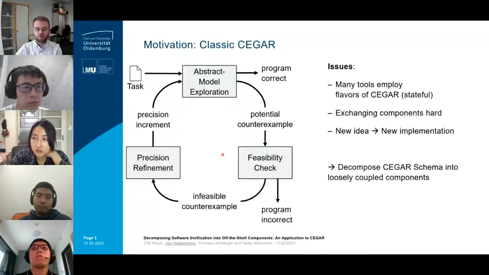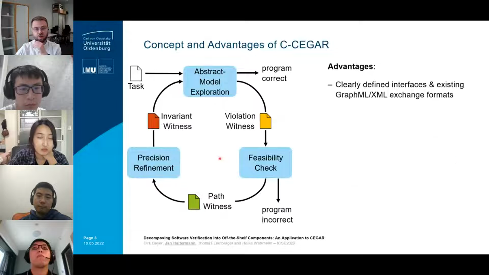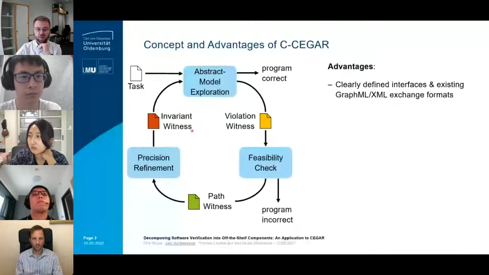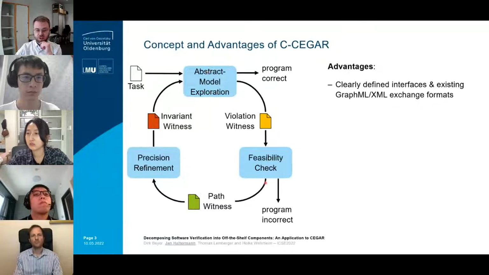So what we want to do in this work, and what we did, is decompose that into loosely coupled components, which can then work standalone. Now this is changed a little bit. We now see that we have three components which have clearly defined interfaces. These interfaces are violation witness, path witness, and invariant witness, and they are specified in a GraphML XML exchange format, so you can really exchange them between tools. And the three components are now abstract model exploration, feasibility check, and precision refinement.